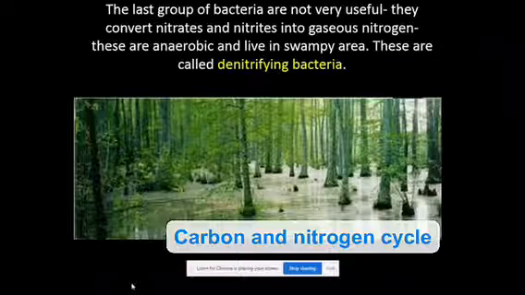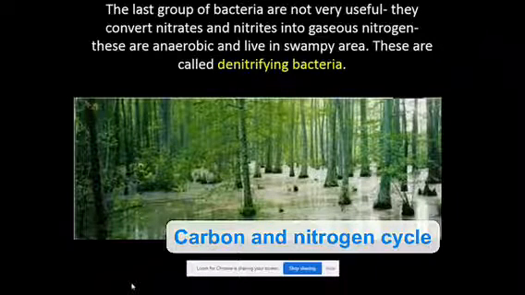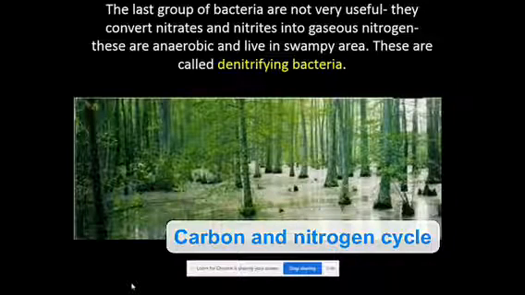Finally, there's one bad type of bacteria that you need to know, which are called denitrifying bacteria. They convert useful nitrates and nitrites back into nitrogen gas, so therefore reducing the quality of the soil. These generally live in swampy areas.